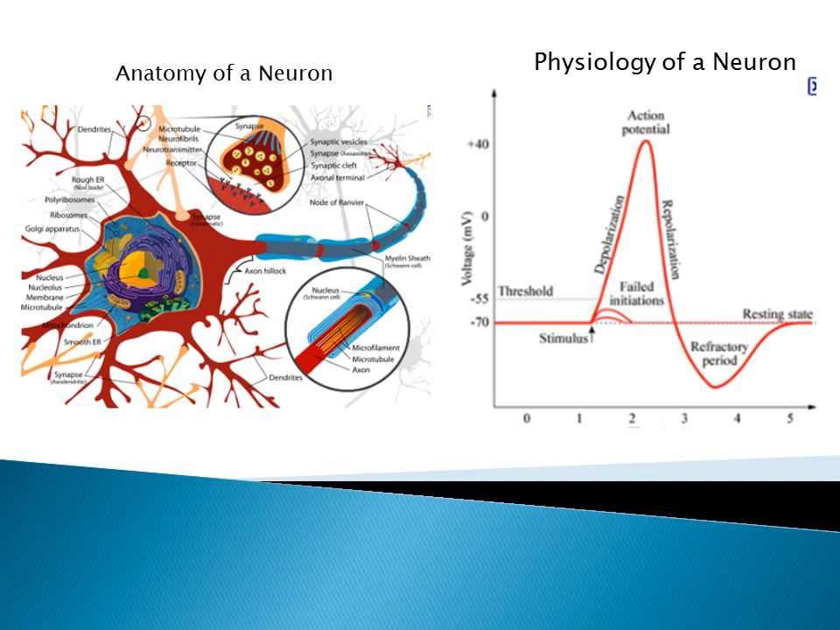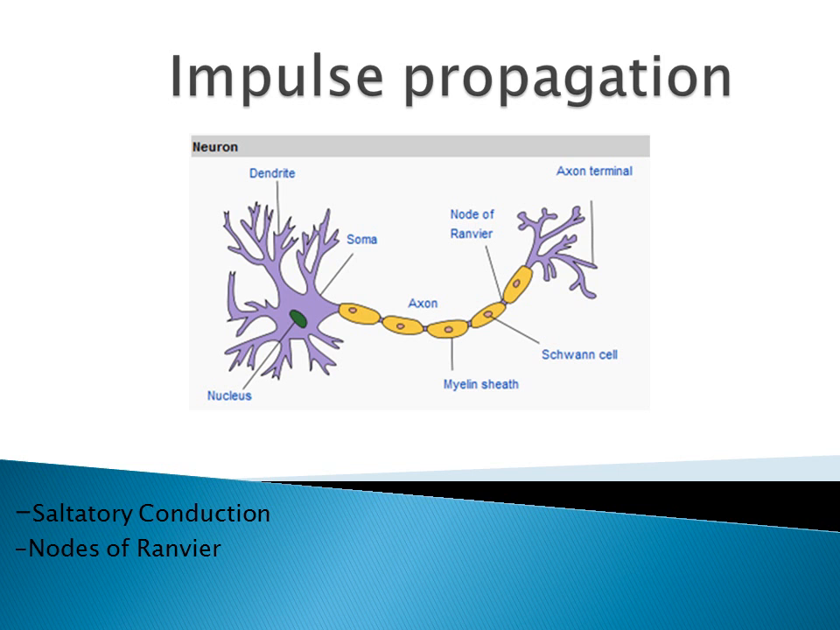You can see the voltage versus time. And here's our stimulus. Initially you're going to get depolarization, and then it spikes, repolarization, and the refractory period in which you can't initiate another action potential, and then it will return to the resting state.